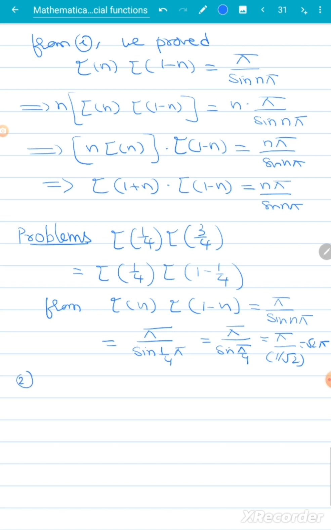Next, evaluate the integration from 0 to infinity of x squared by 1 plus x to the power of 4 into dx.